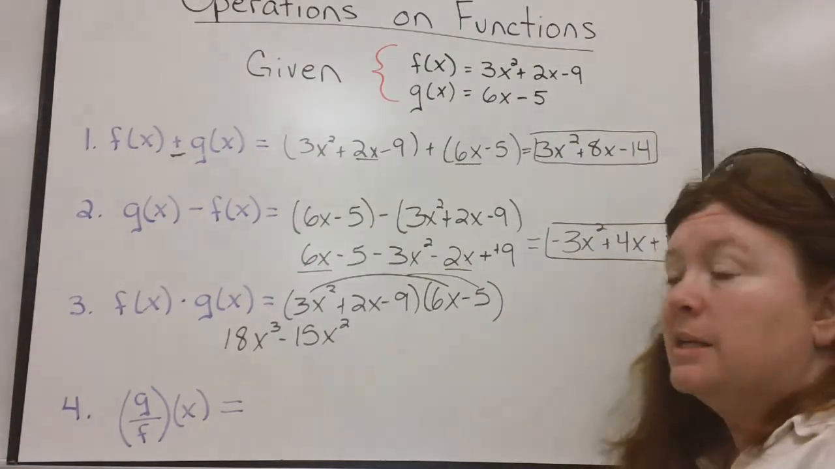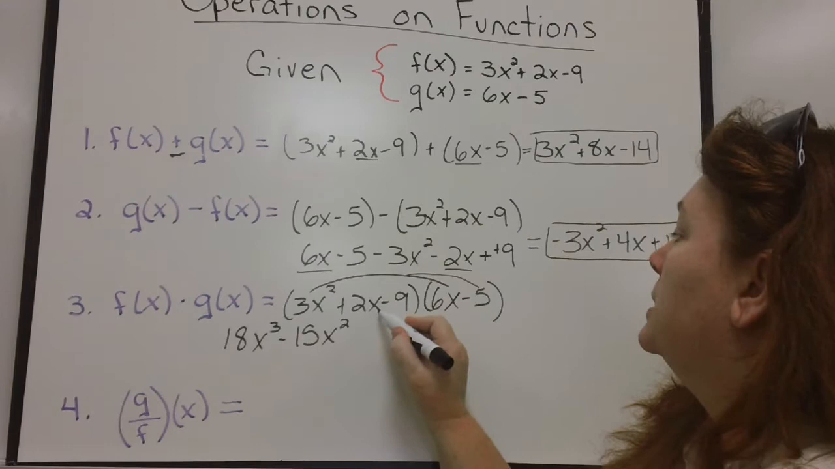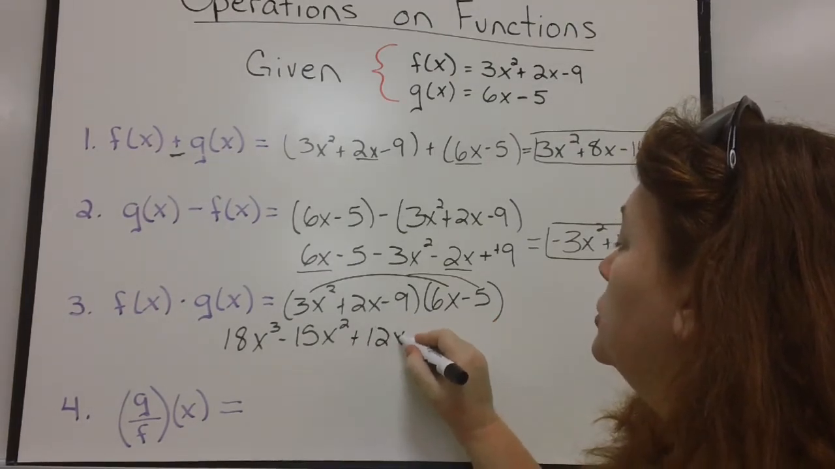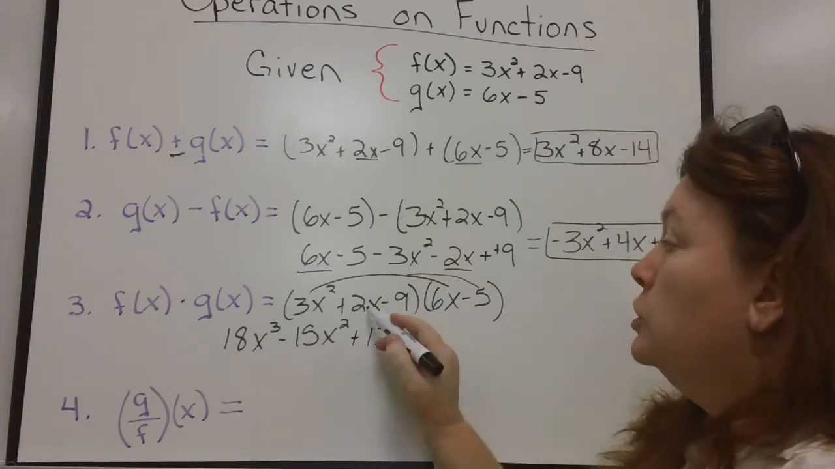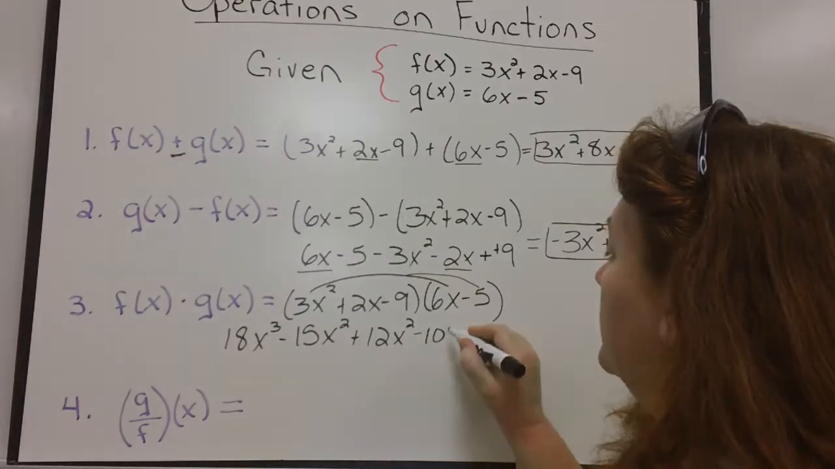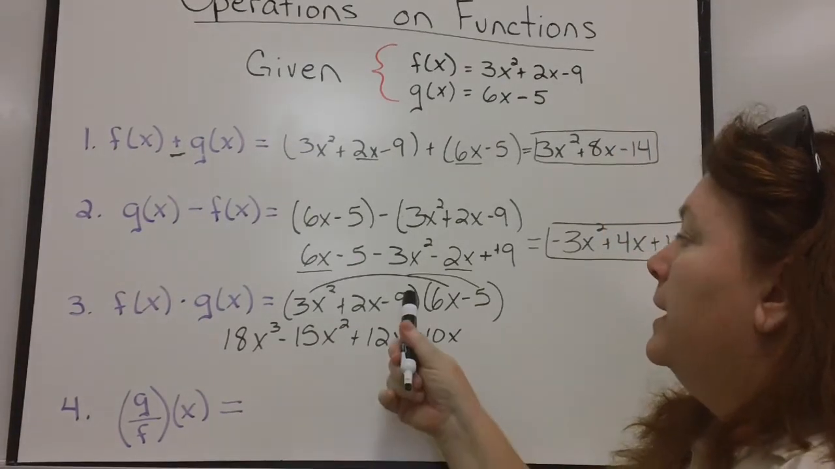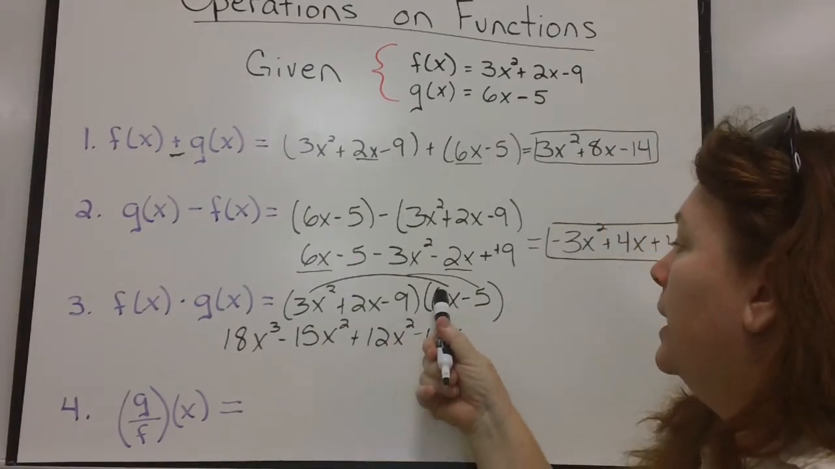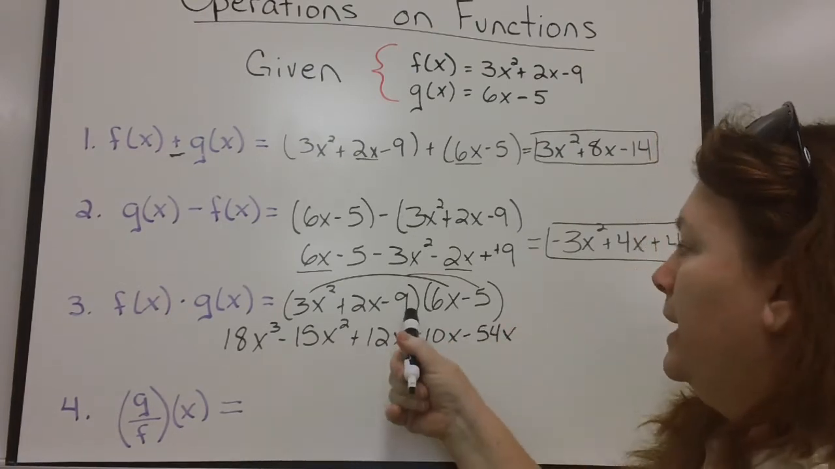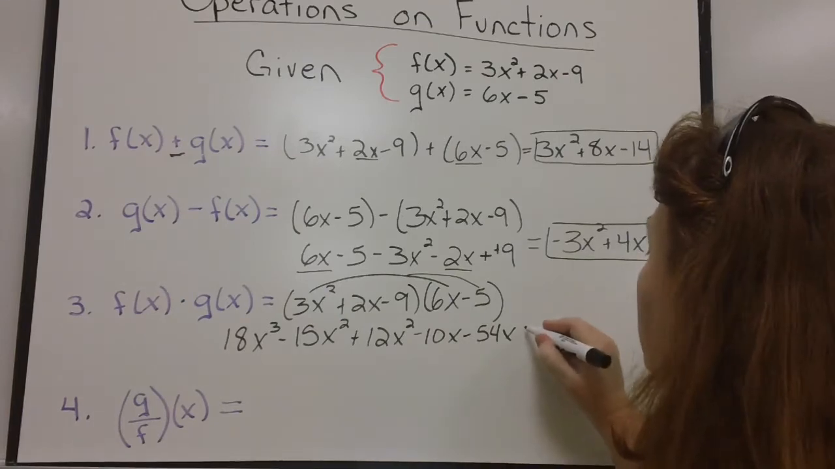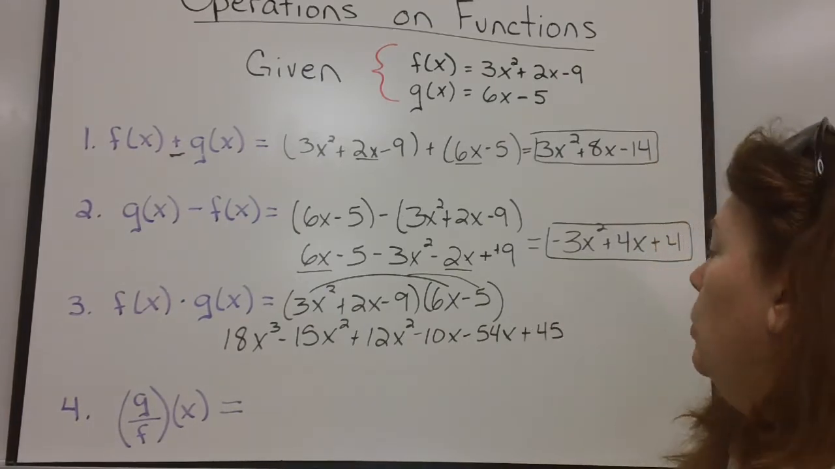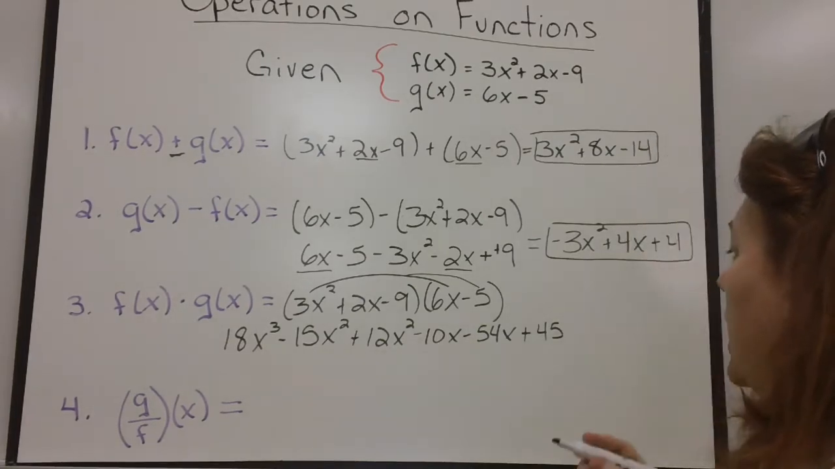Now for the 2x. 2x times 6x is 12x squared. 2x times the negative 5 is negative 10x. Now the negative 9. Negative 9 times 6x is negative 54x. And negative 9 times negative 5 is a positive 45.